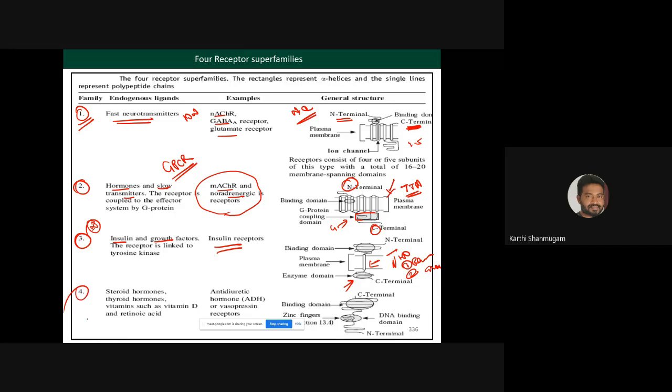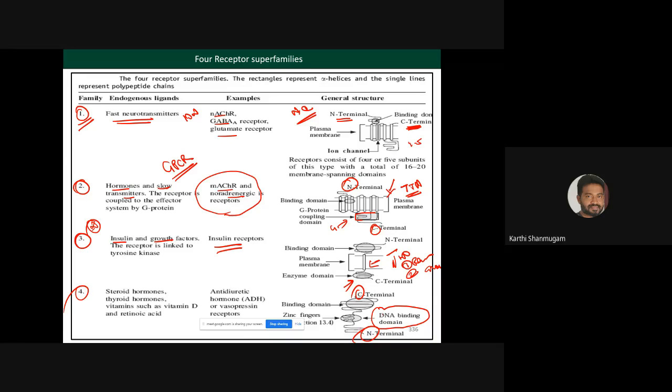Coming to superfamily type 4, it is very special, because this is the superfamily which is not embedded in the membrane as a transmembrane protein; it is present inside the nucleus. So the C terminal is present inside the nucleus, in the intracellular region, and the N terminal is also present in the intracellular region inside the nucleus. The specialty of this protein is that it has a DNA binding domain.